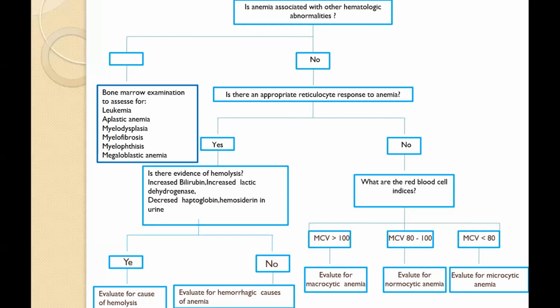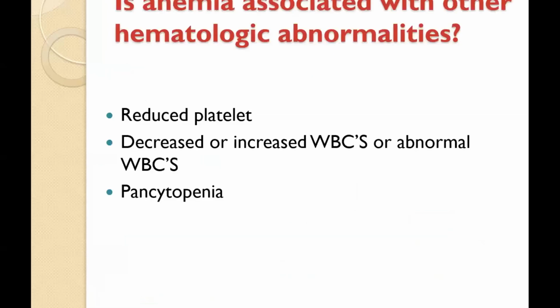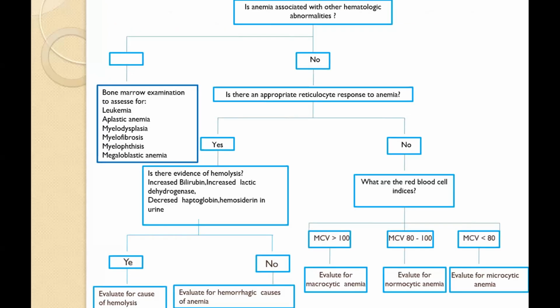If MCV is normal, what are the possibilities? Renal disease or thyroid disease. If MCV is low, what are the possibilities of microcytic anemia: iron deficiency anemia, anemia of chronic disease, hemoglobinopathy, and sideroblastic anemia. And in this case, if there is no evidence of hemolysis, it may be because of some hemorrhage.